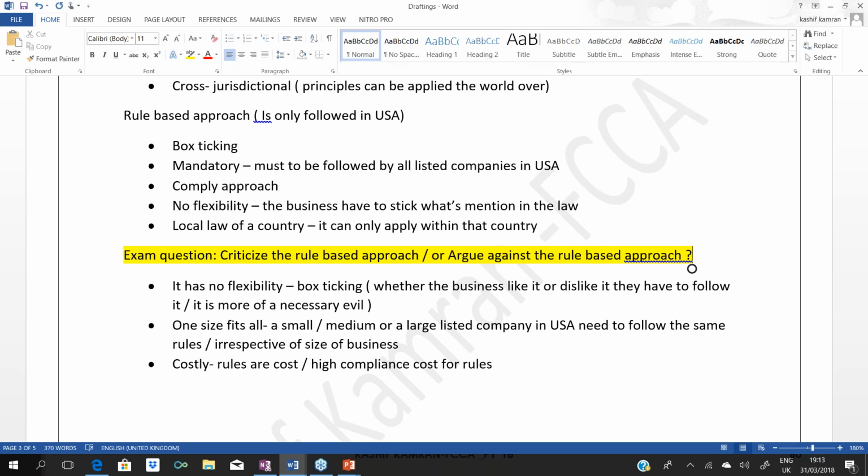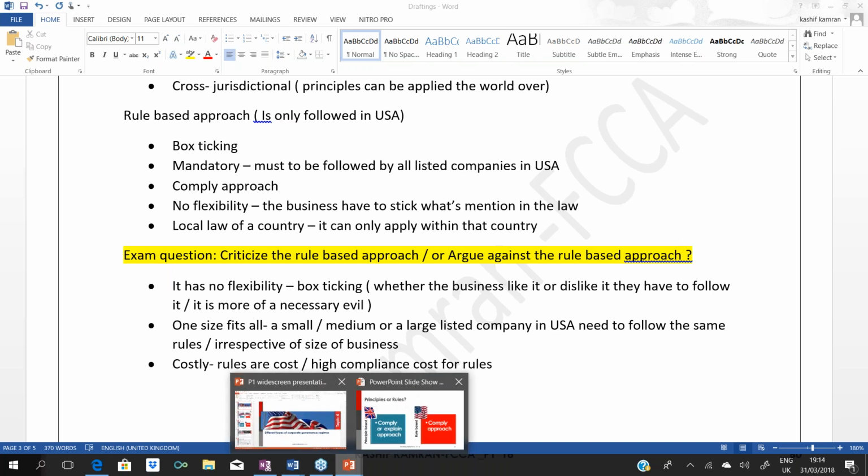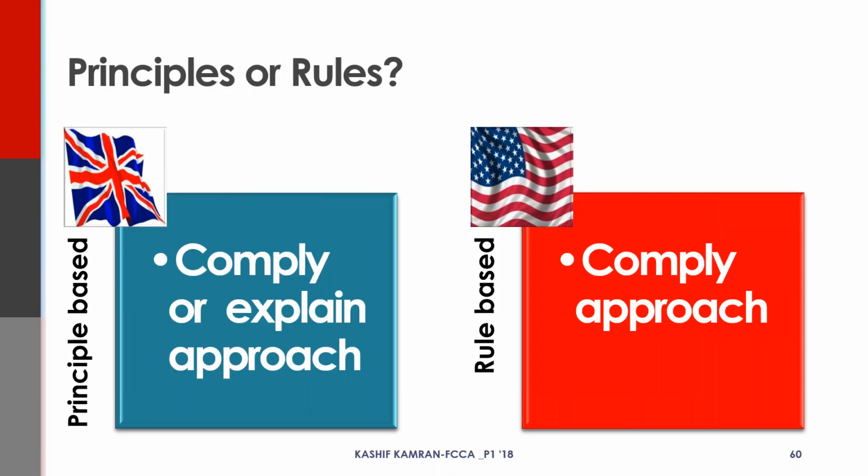Now we know Sarbanes-Oxley, the rule-based approach, is a very minor part of the P1 syllabus. So we'll first discuss rules, which is in our syllabus, and then the whole syllabus thereafter is all the principle-based approach. Okay, let's go back and start discussing the further aspects.